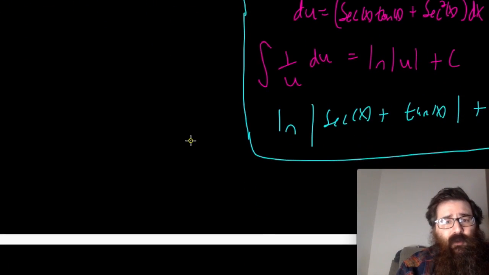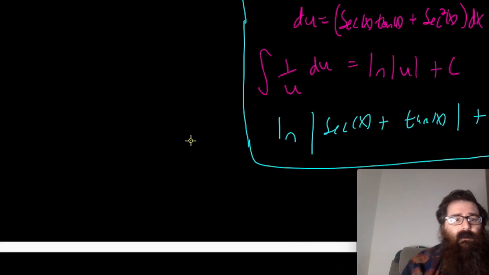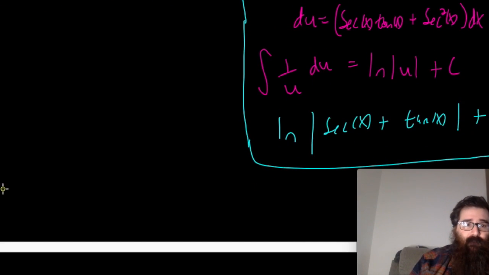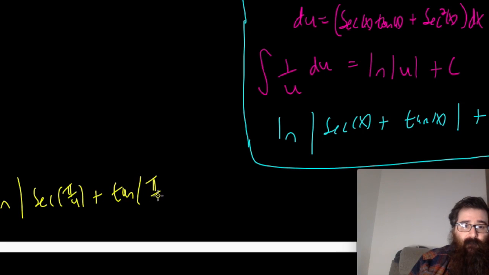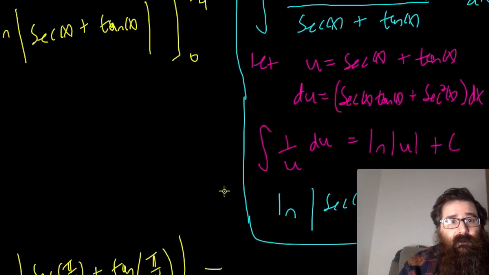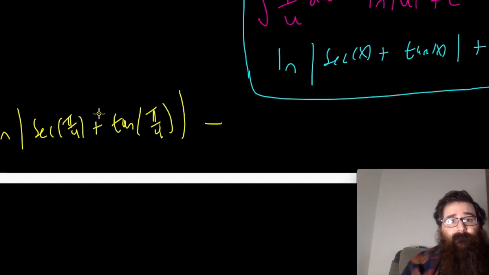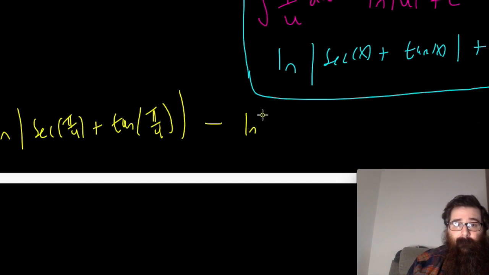Let me break away to where I have a bit more space to do that. When I plug in my upper bound of pi over 4, I have natural log of secant of pi over 4 plus tangent of pi over 4. And then I want to subtract away what I get when I plug in 0 for x. So that's going to be natural log of secant of 0 plus tangent of 0.